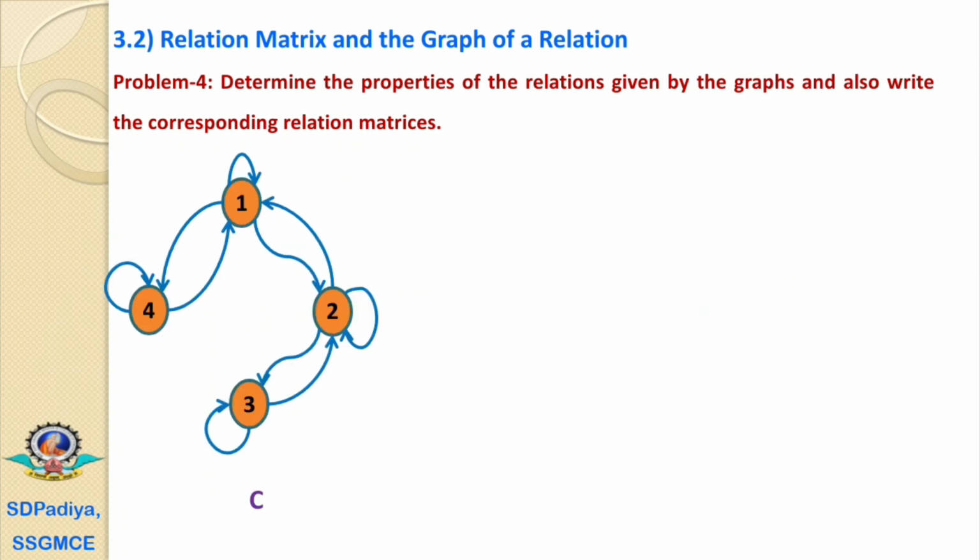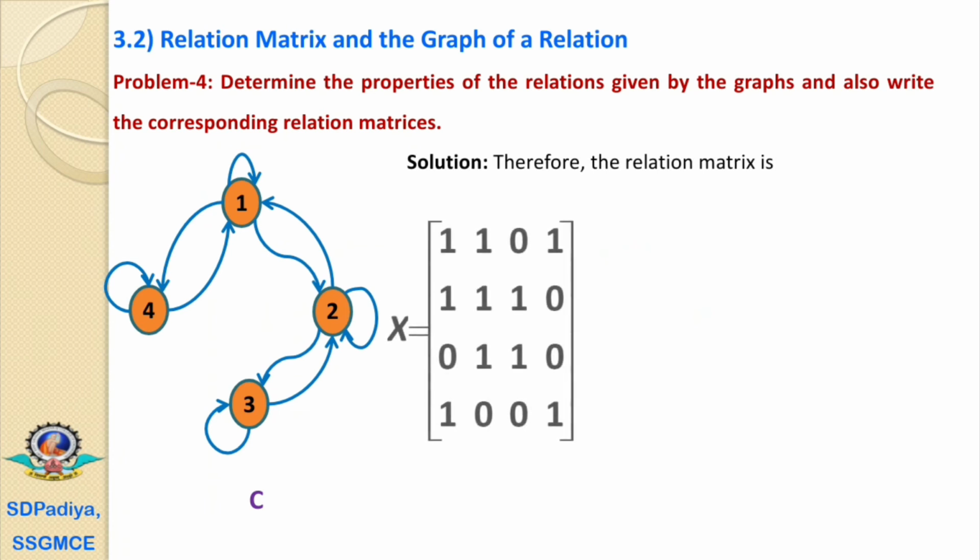The third is there. Now we have the 4 nodes 1, 2, 3, 4. Now how to design the matrix? The matrix will be with the order 4 by 4. The 1 has a relation with 1, that's why it is 1. 1 has a relation with 2, that's why 1. 1 is not having relation with 3, 0. And 1 has a relation with 4, that's why 1.